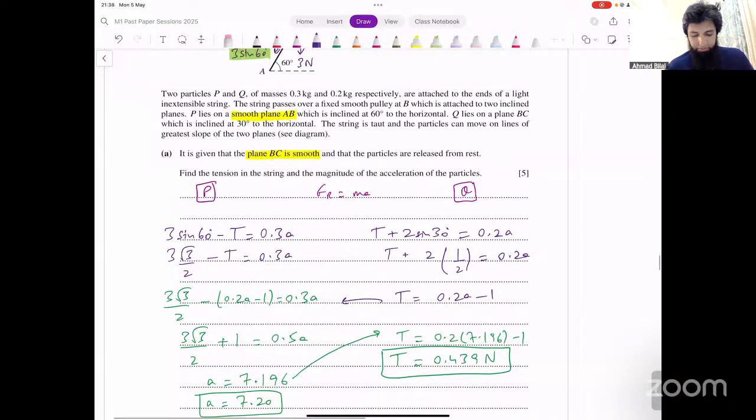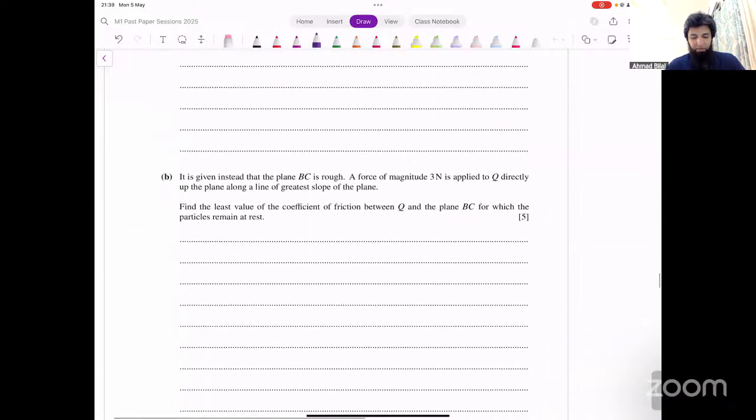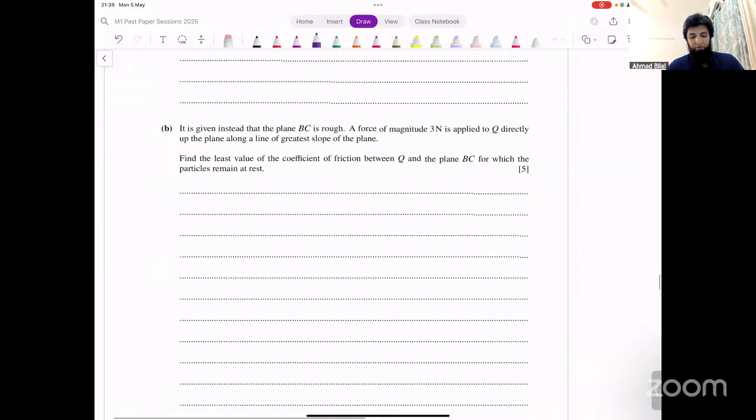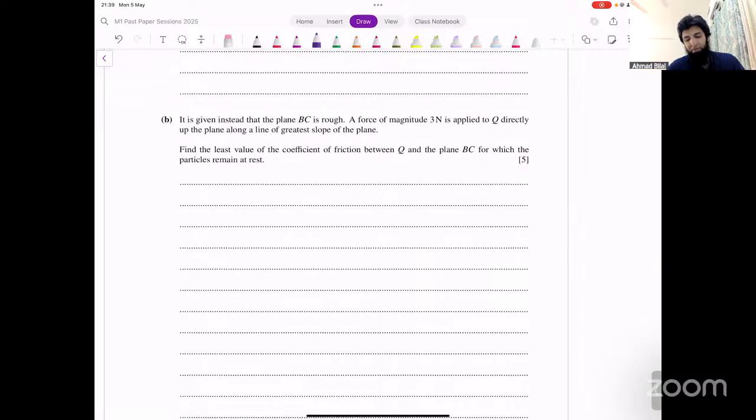All right. Let's have a look at the next part now. Question part B of this. It's given instead that the plane BC is rough. A force of magnitude 3 Newton is applied to Q directly up the plane along a line of greatest slope of the plane. When do we consider one single system?